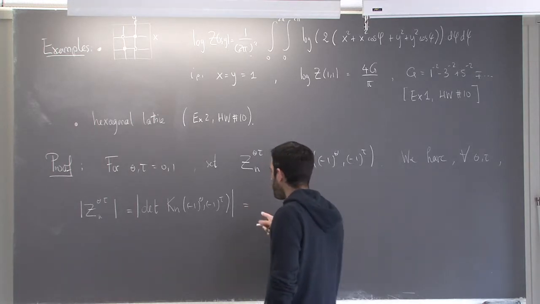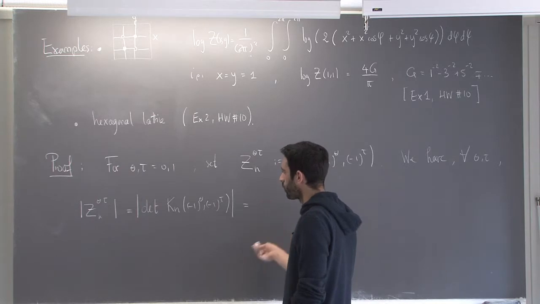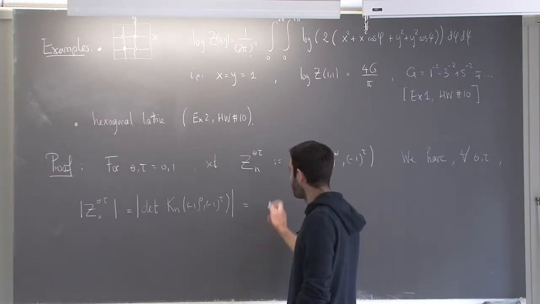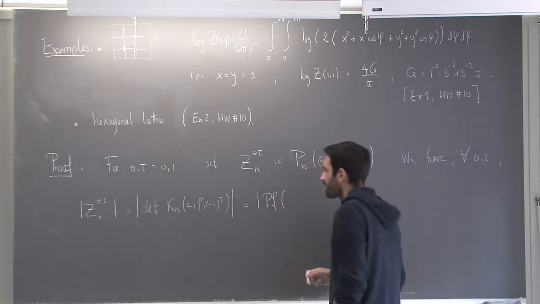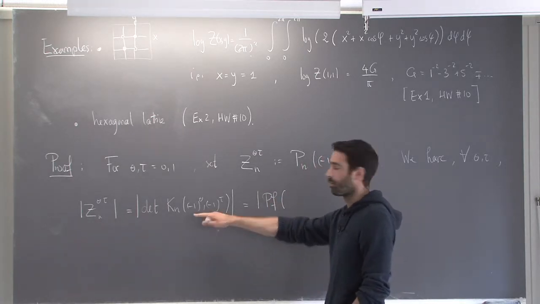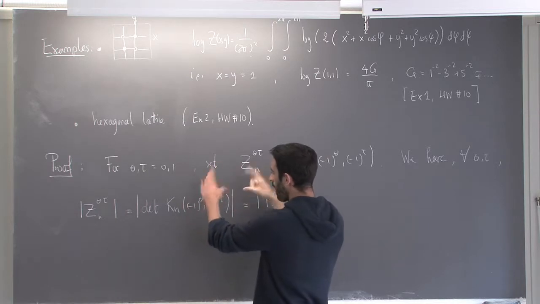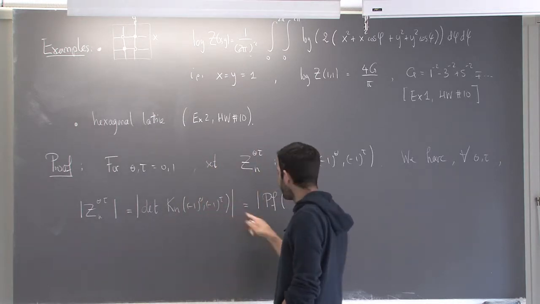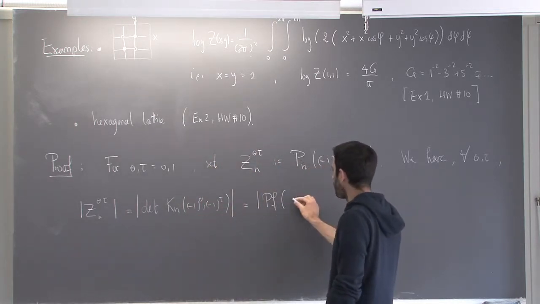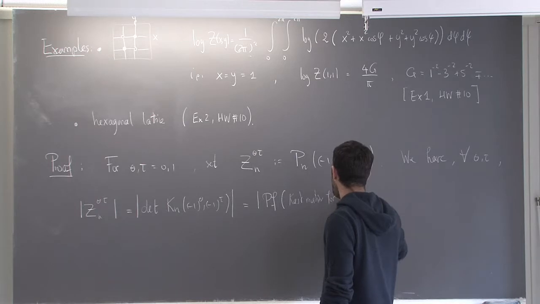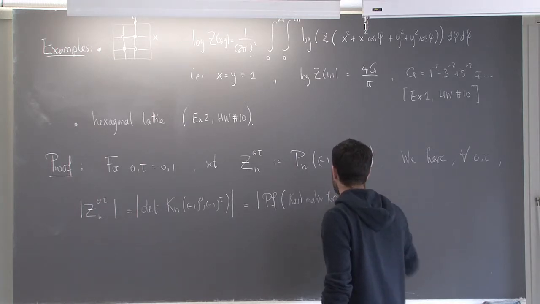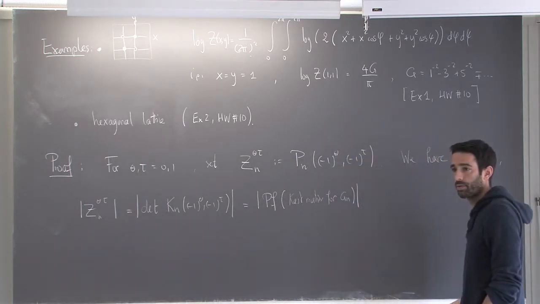Okay, now comes a slightly redundant step, but since I always talked about Pfaffians and not determinants, let me just write this as the Pfaffian of some Kasteleyn matrix. This is the upper right part of a Kasteleyn matrix. Its determinant is the same as the Pfaffian of some Kasteleyn matrix for Gn. Okay?